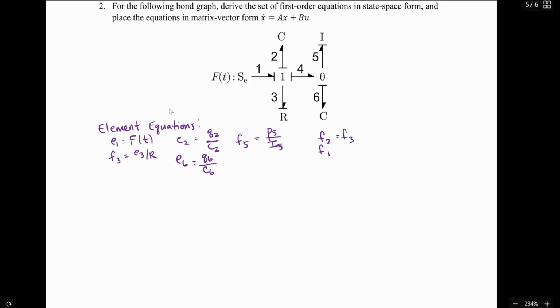For our first one junction, we have F2 equals F3, F1 equals F3, and F4 equals F3, because F3 is the causal input flow variable, the independent flow variable to the one junction. And for the efforts, we have E3 equals E1 minus E2 minus E4, which comes from our balance of power. For the zero junction, we have E4 equals E6, E5 equals E6, and F6 equals F4 minus F5, which comes from our power balance.